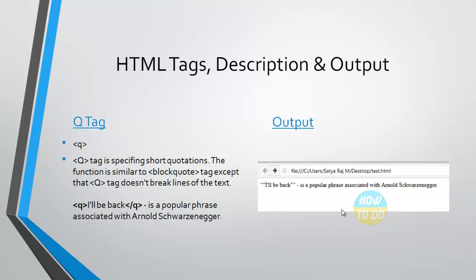Next comes the Q tag. The Q tag specifies short quotations. The function is similar to the blockquote tag, except that here it doesn't break lines of the text. Now if you are using this syntax, Q, I'll be back, open, then close the Q tag, and writing the complete sentence. So here this I'll be back will be highlighted with quotation marks, that is what the Q tag does.